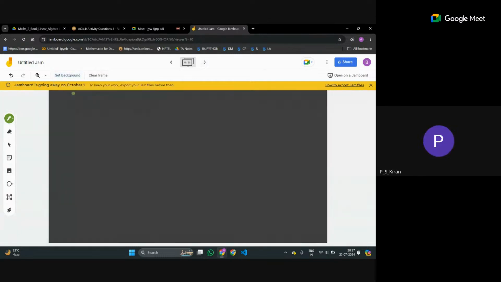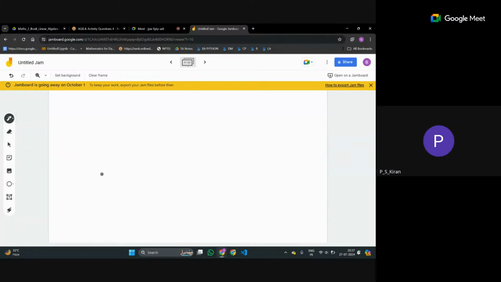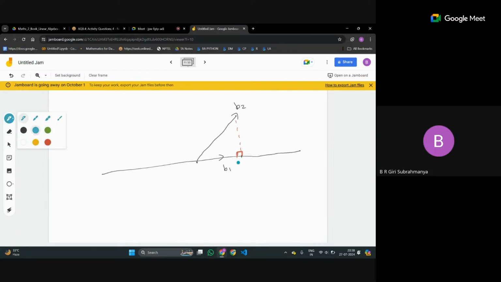PB1 is the scalar multiple of B1. Let me draw it again. So this is your span of B1. This is your origin. This is B1, this is the span of B1. Now this vector is B2. The projection of this is going to be here, correct? This is going to be a projection. Now this will be 90 degrees. Now you can refer to this point as some p times B1, because a scalar multiple of B1 is going to be this one.